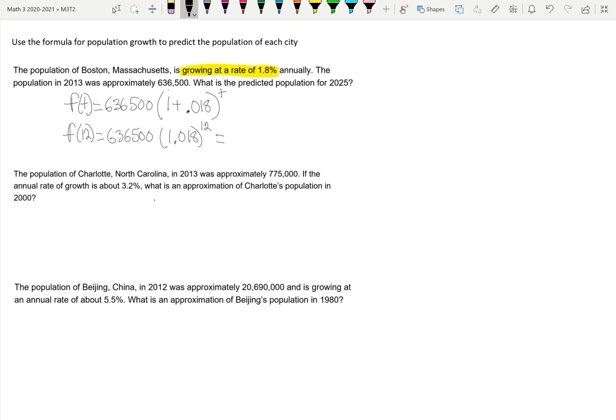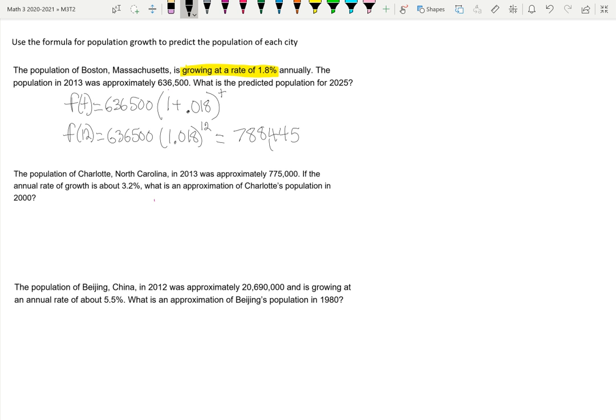636,500 times 1.018 to the 12th power. And it's going to come up with 788,445. I'm not going to include any decimals because you can't have half of a person. And I'm going to add a parentheses for clarification.